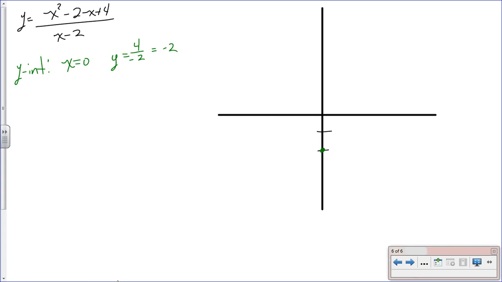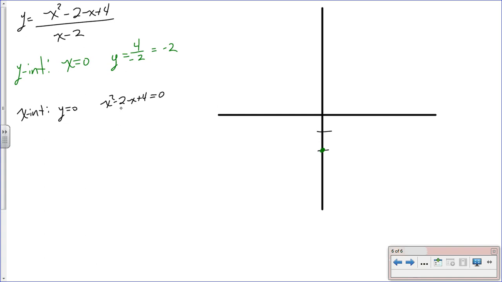All right, let's find our x-intercepts. How do we find the x-intercept? Well, we set y equal to 0 and then we solve for x. Basically, all you do is you set the top equal to 0. So x squared minus 2x plus 4 equals 0.